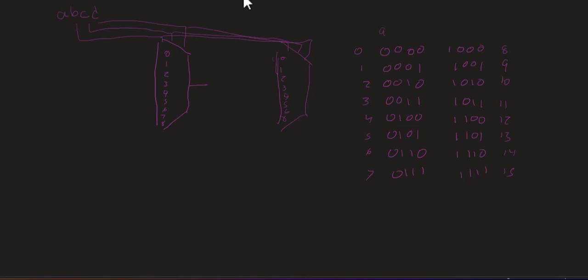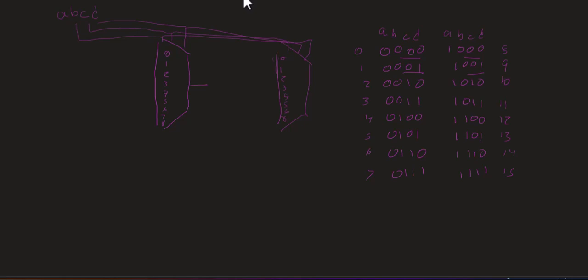And this is A, B, C, D, and A, B, C, D. Now look at B, C, and D. B, C, and D are the same on both of these columns. 0, 0, 0, 0, 0, 0. 0, 0, 1, 0, 0, 1. So B, C, and D are the same on both of them.